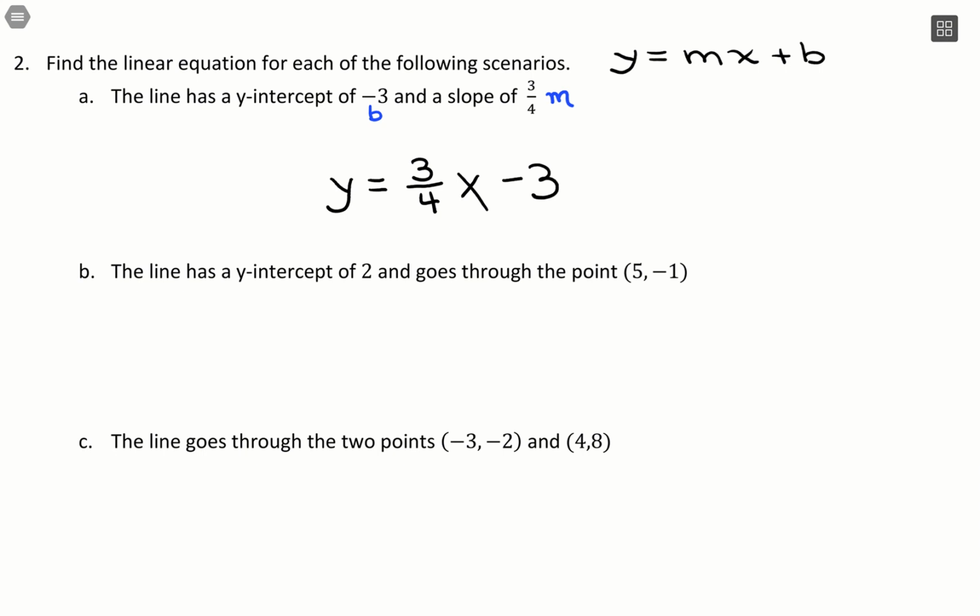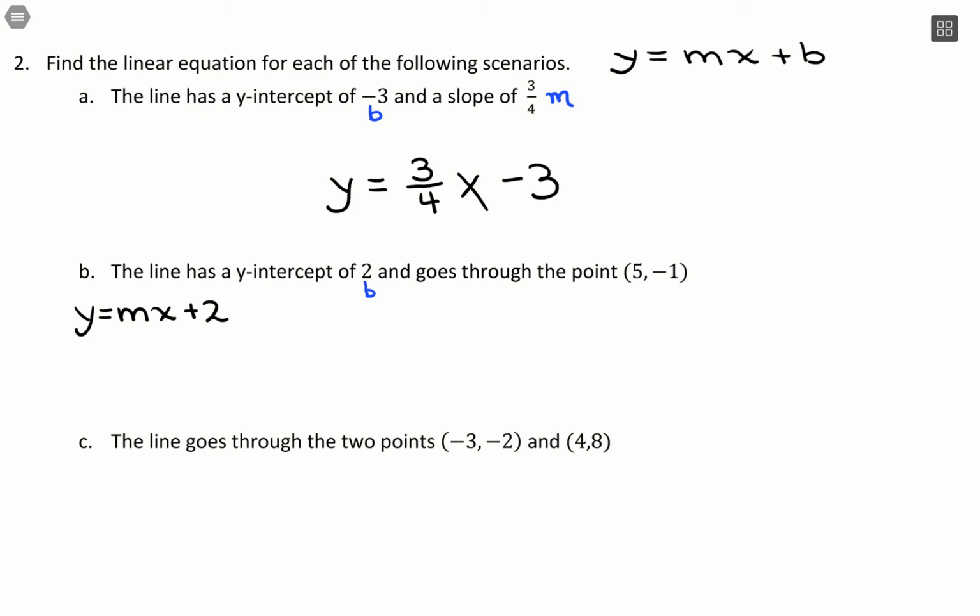All right, the line has a y-intercept of 2 and goes through the point (5, -1). So there's a few different ways to do these. This is giving us what b is. So what we do have is we have kind of the start to our equation. We have an mx, and then for b we have this positive 2. Then from here there's two directions. What you could do is plug in the coordinate (5, -1) and solve for m.